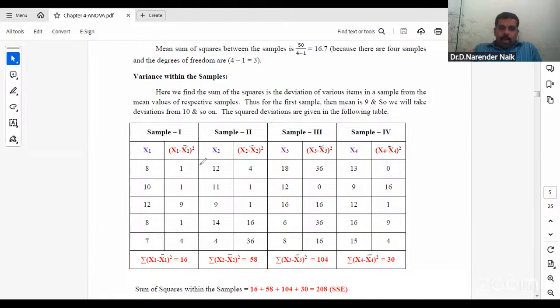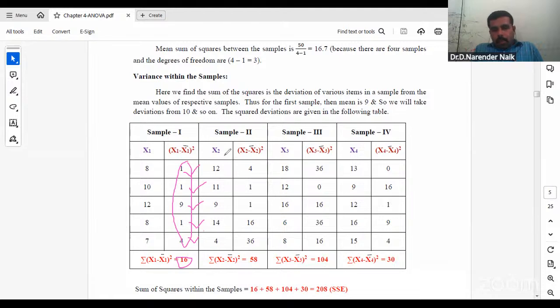See, 8 minus 9, that is 1. 1 squared, 1 only. 10 minus 9, 1. 1 squared, 1. 12 minus 9, that is 3. 3 squared, 9. 8 minus 9, that is 1. 1 squared, 1. Then 7 minus 9, that is 2. 2 squared, 4. So you do these totals, then we got 16. So this is sample 1. The same procedure will be applied for sample 2, sample 3, sample 4.